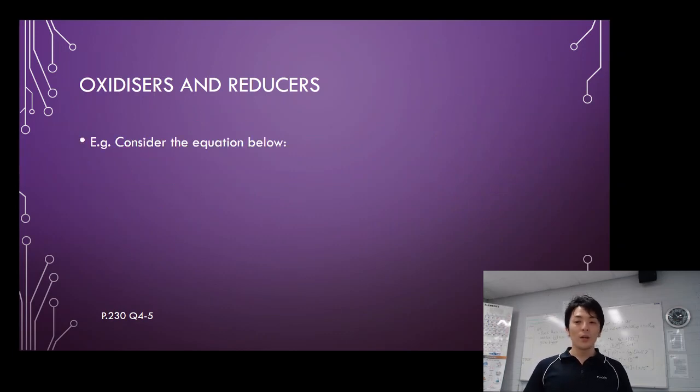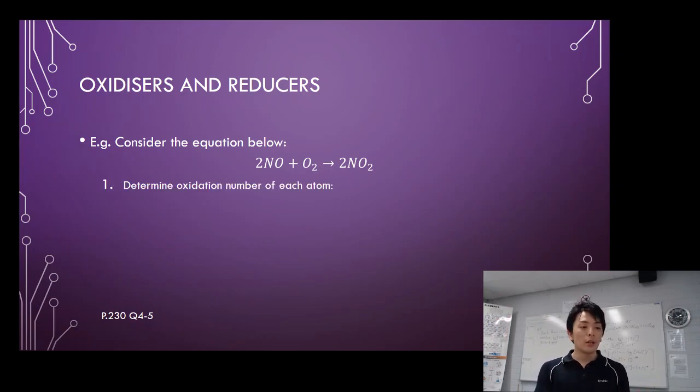Last slide here. Consider the equation below. You've got NO plus O2 that becomes NO2. I'm intentionally putting something that you would have seen in the acid rain part. What's being oxidized and what's being reduced? Let's see what the oxidation numbers are for each atom at each state. Nitrogen was bonded to oxygen in the reactant, and oxygen is -2. Therefore, nitrogen needs to be +2.